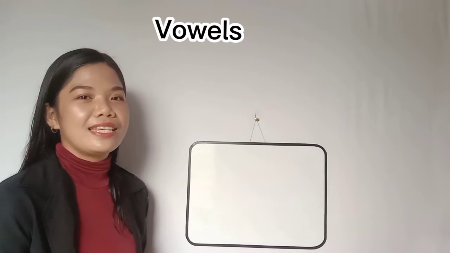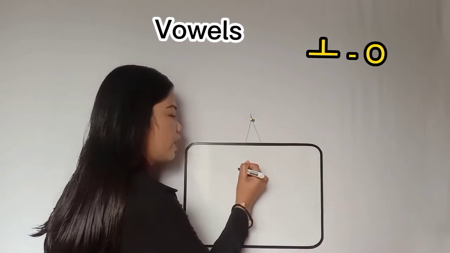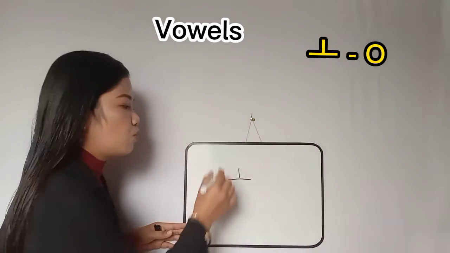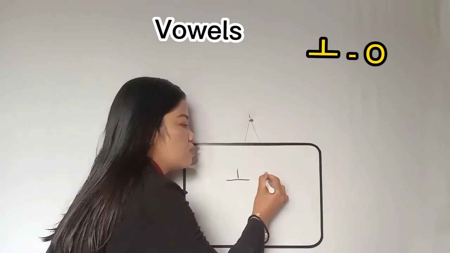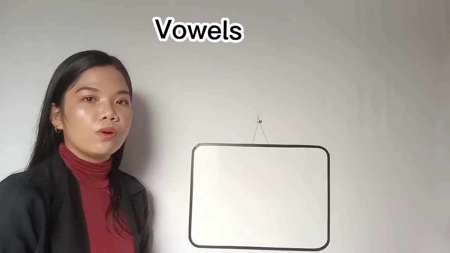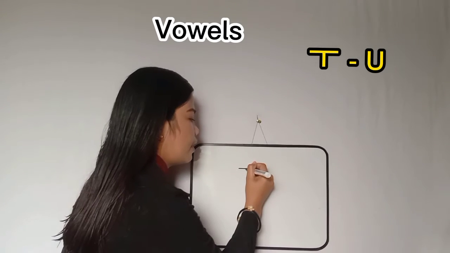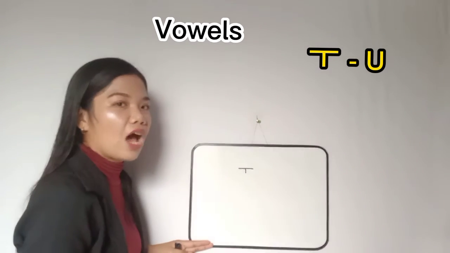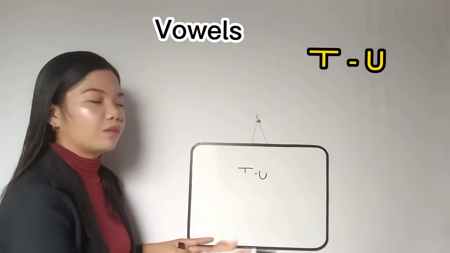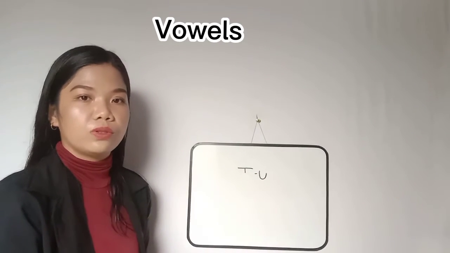And our next one is O. We simply write it like this: 1 and 2, and it sounds O. And our next one will be U. We simply write it like this: 1 and 2, and it sounds U. Again, we write it 1 and 2, and it sounds U.